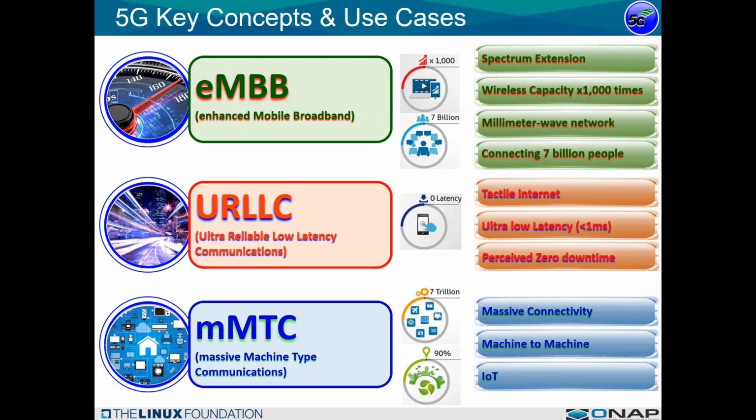Enhanced mobile broadband is a spectrum extension, wireless capacity up to 1,000 times what we have today, FR1, FR2 centimeter and millimeter wave networks, and connecting everybody on the planet. URLLC enables what's called the tactile internet with ultra low latency, a sub-millisecond latency with perceived zero downtime, and then massive machine type communications, enabling massive connectivity, up to 1 million devices per square kilometer. And if you work out the math, that's one device per 0.92 square feet. Machine-to-machine communications, and of course, the Internet of Things.